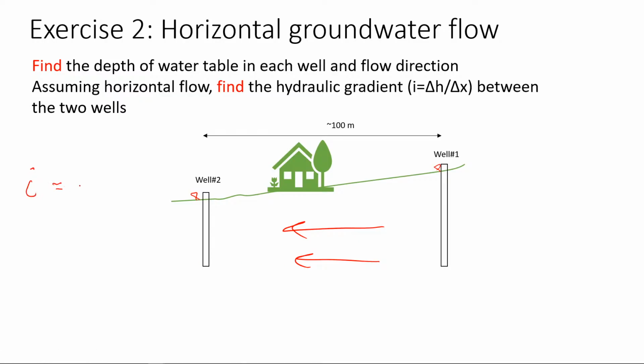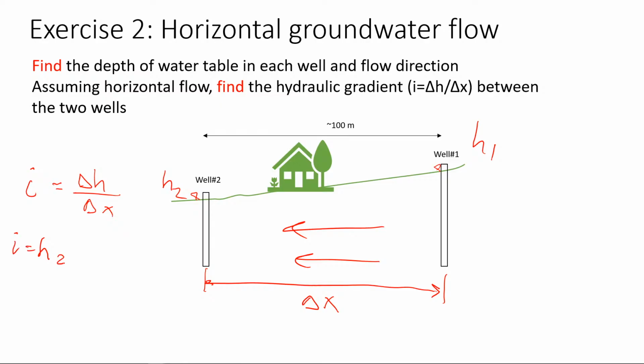Remember, hydraulic gradient is delta H over delta X. To find it, I need head 2 and head 1, and then I need delta X, the distance between them. So the hydraulic gradient would be head 2 minus head 1 divided by delta X. In that case, it would be negative, because head 2 is smaller than head 1.